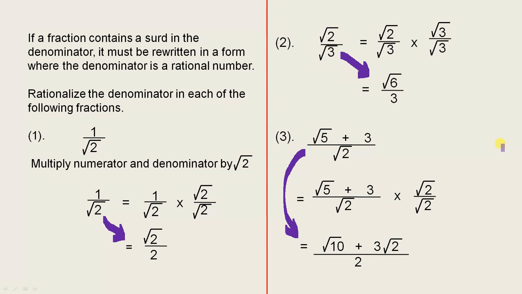So in this simple and straightforward video, we've seen 3 examples of how to rationalize the denominator, and all that means is if you have an initial fraction with a surd as a denominator, you can transform that into a fraction where the denominator is a rational number.